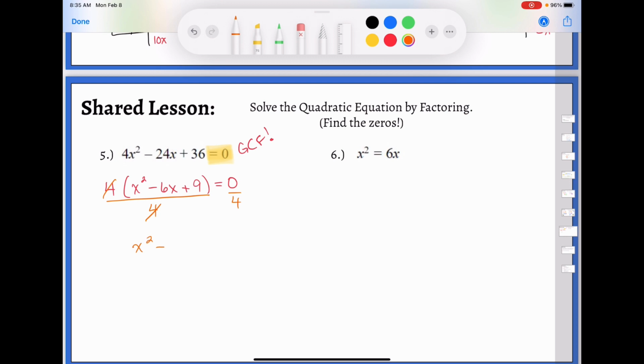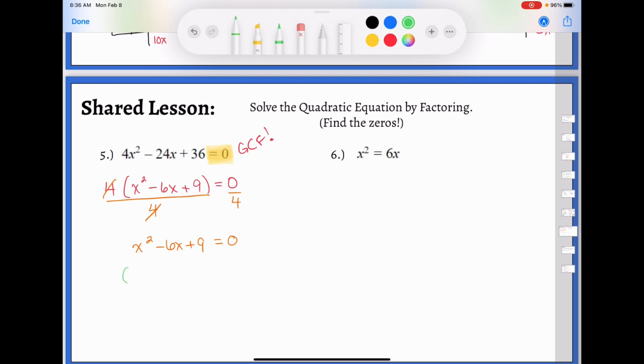Now I'm down to this much easier trinomial, x squared minus 6x plus 9 equals 0, because 0 divided by 4 is 0. So factor that GCF out, but then divide both sides by that GCF so that your life gets easier. Just be careful that if that GCF has an x in it, you can never divide by x. You would lose an answer that way, okay? So just only if it's a plain number that you can divide.